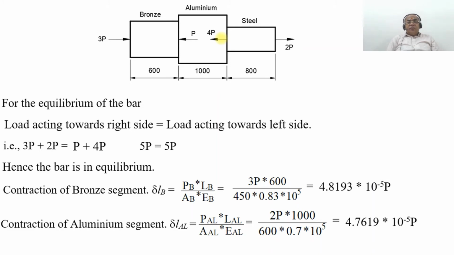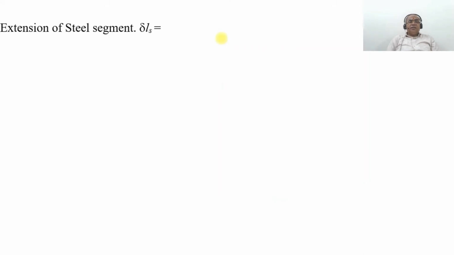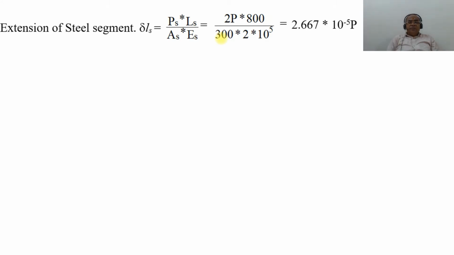Similarly, when you are considering the elongation of the steel segment, delta L S will be equal to P S into L S by A S into E S, which is equal to 2P into 800 by 300 into 2 into 10 to the power of 5. On simplification, you will get 2.667 into 10 to the power of minus 5 P. So what is the net deformation in the bar?